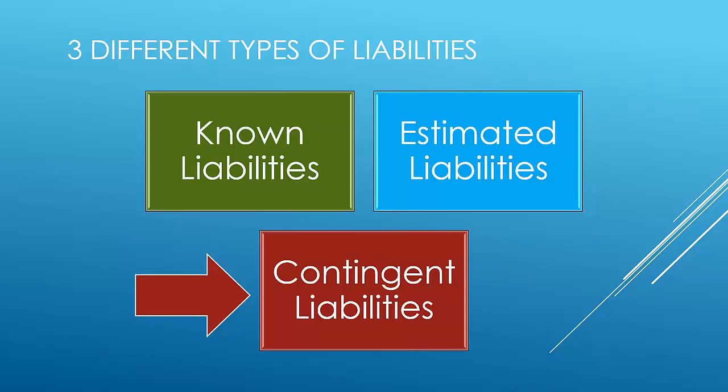Okay, and the third type of liability that we're going to talk about is a contingent liability. And as I mentioned, the name itself kind of gives it away.